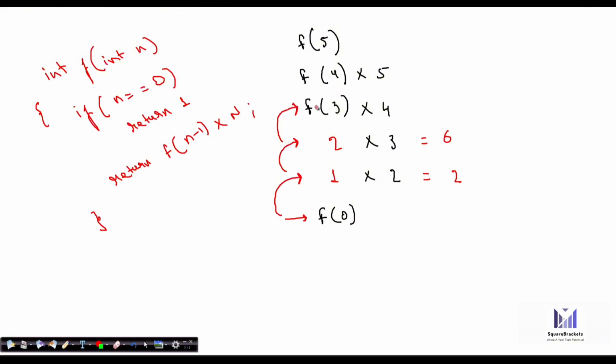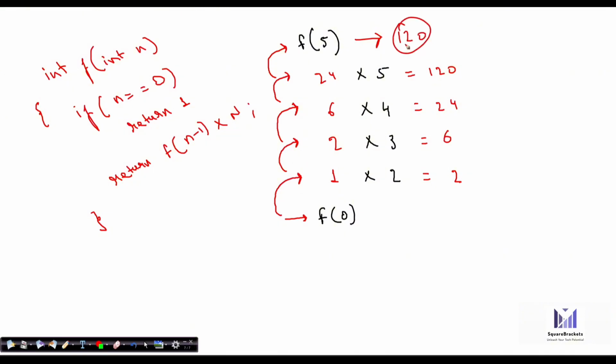So F3 will be replaced by 6. So that becomes 6 into 4. Now 24 will be returned to this one, F4 into 5. So F4 is being replaced by 24. So that becomes 24 into 5 and that becomes 120. And finally 120 will be returned to this F5, and F5 will at the end return 120 as your answer.